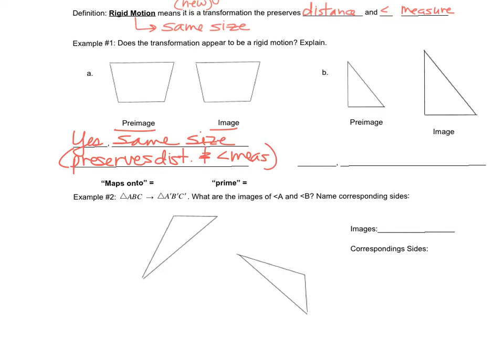Okay. So what about B? Is that a rigid motion? No, because your distance between them changed, right? The angles are still the same. Those angles are congruent, those angles are congruent, but now your side lengths, this length and that length, are not the same anymore. So we would say no, this is not, because it's a different size.